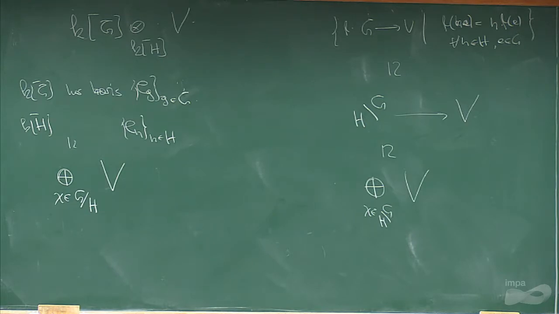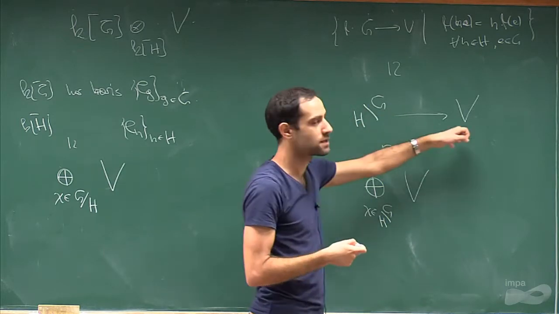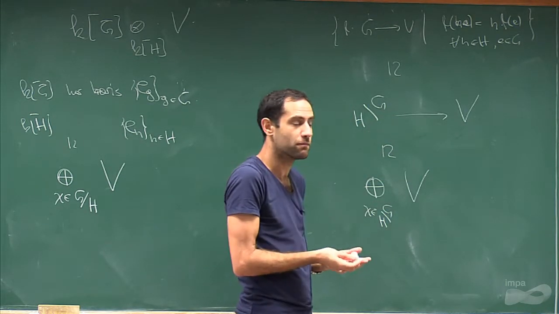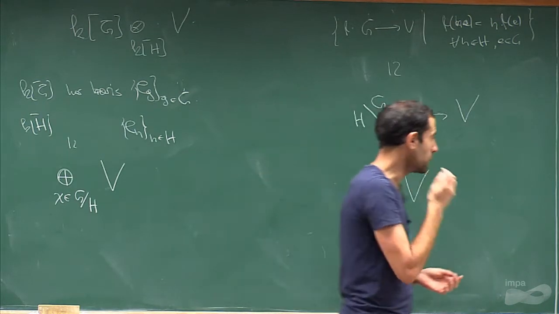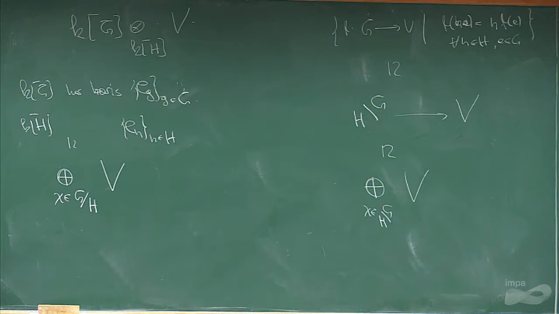But then there's other things that we can try. Now that we've realized that this space of functions can be viewed also as functions from left cosets into V, well, we have preferred functions. So, for example, we have the coset given by H.